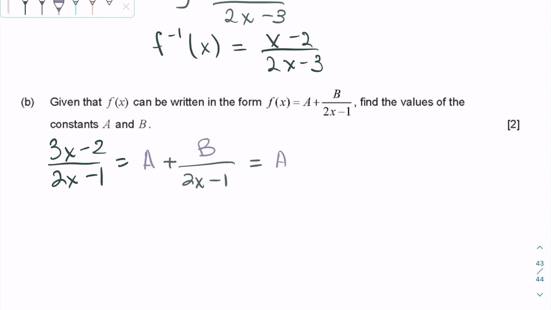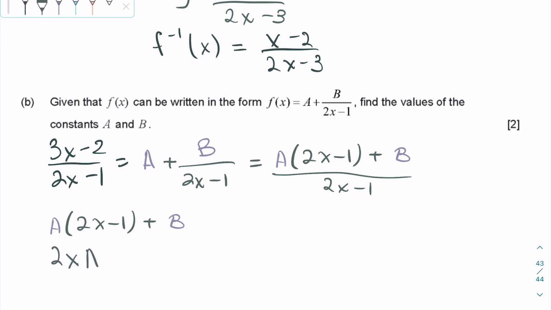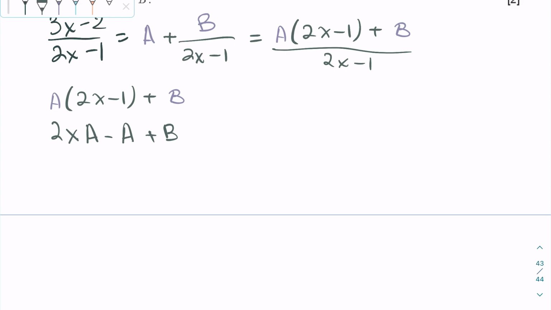We can rewrite the right-hand side of the equation by combining the two fractions. We can multiply a by the denominator of the second fraction, so 2x minus 1. The denominator of both fractions on the left-hand and right-hand side of the equation is equal, so now we just need to make both numerators equal.